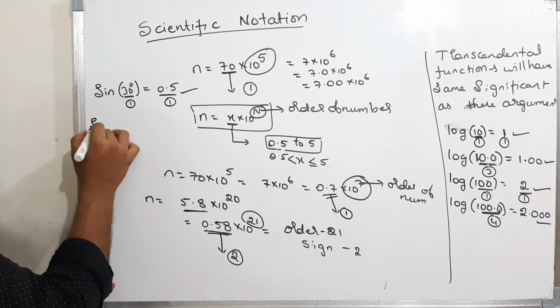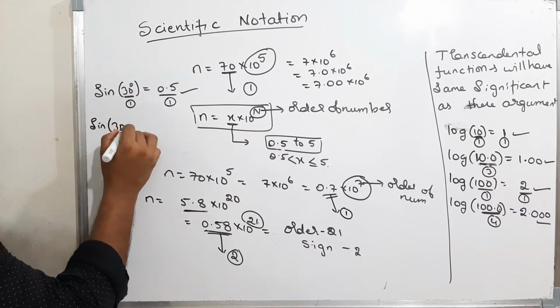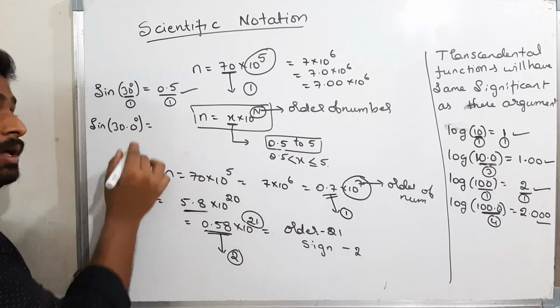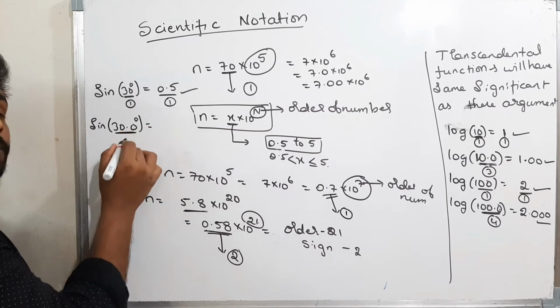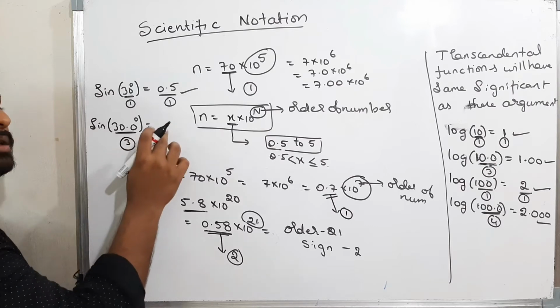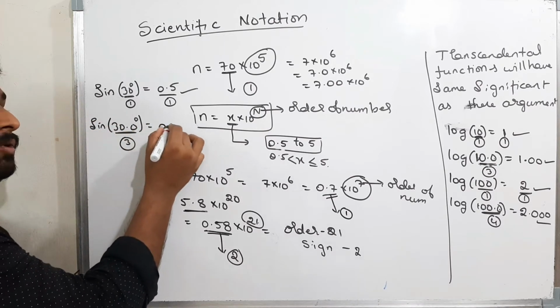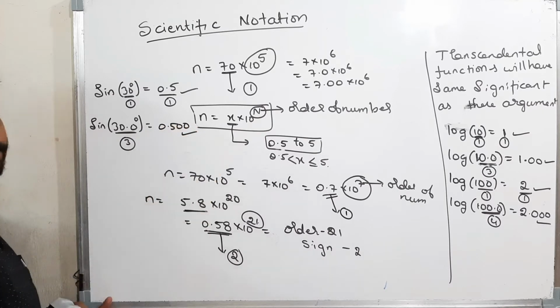Now if I take sine like this, sine 30.0 degrees. Now same, what should the number of significant figures in the answer be? How many significant figures are there? 30.0 means 3 significant figures. The answer should have the same number of significant figures. That is 0.500 is the answer.